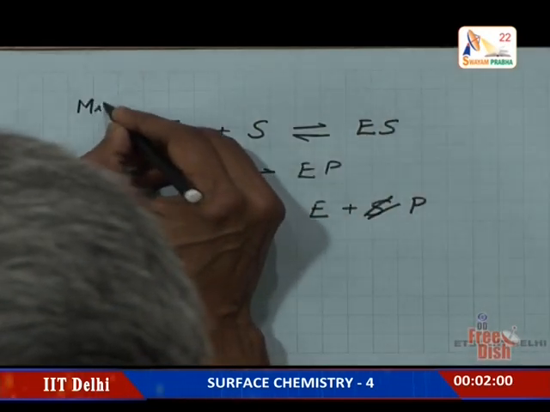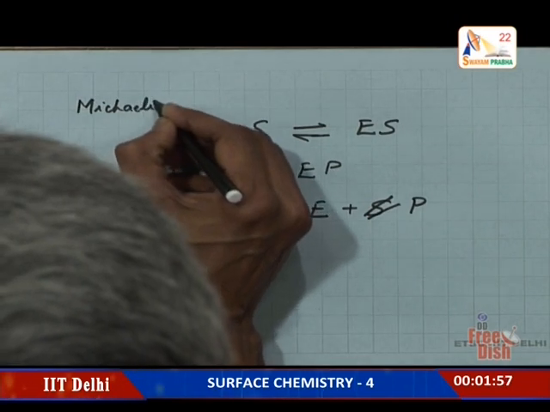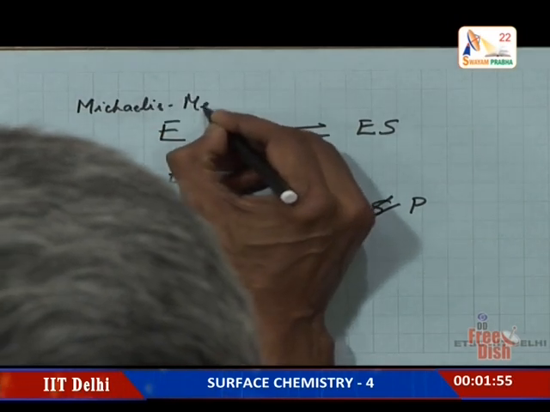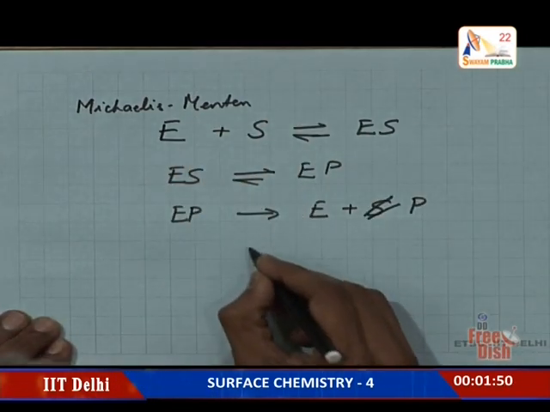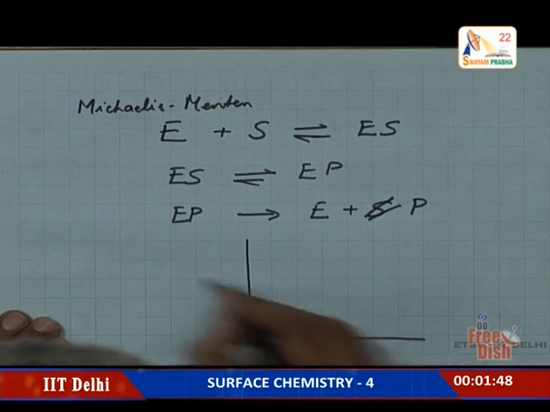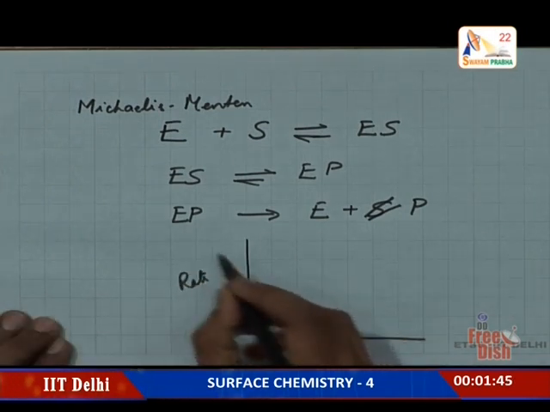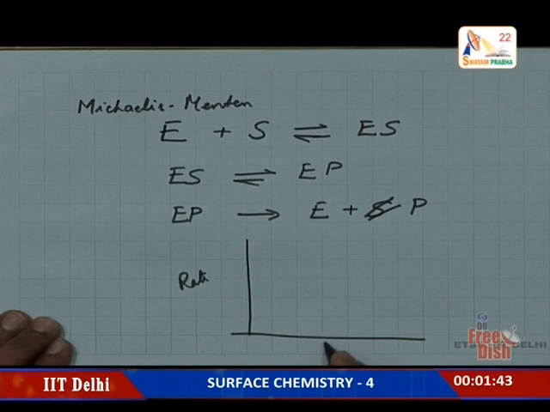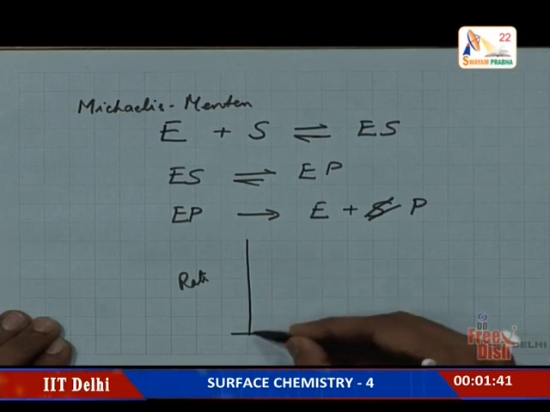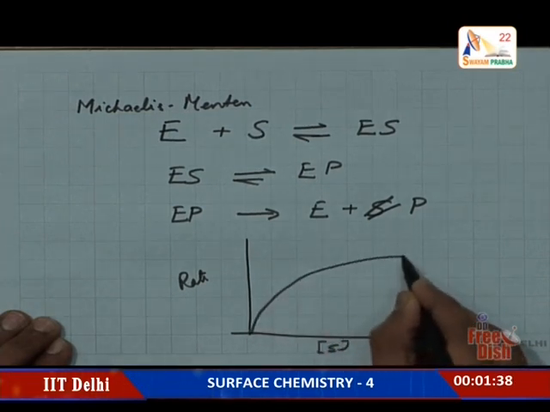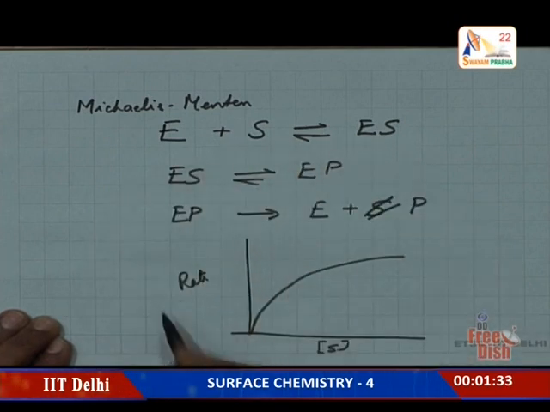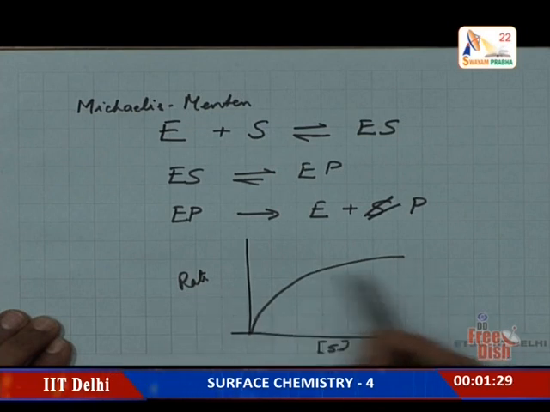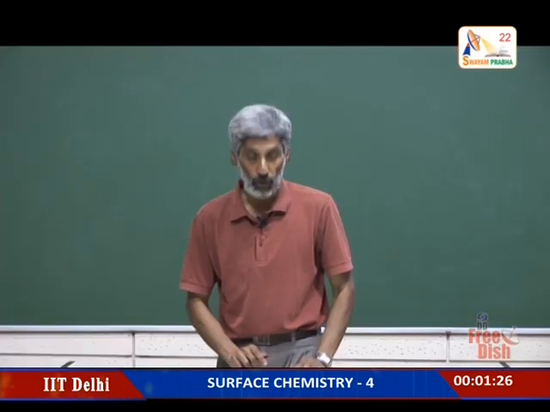This is attributed to two scientists. This mechanism is called Michaelis and Menten. And if you look at the rate of these enzyme catalyzed reactions as a function of the substrate concentration, you will find something which goes like this. So, typically in all enzyme catalyzed reactions, you will see the rate variation with substrate go like this.